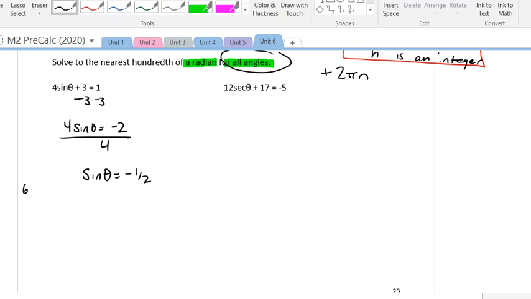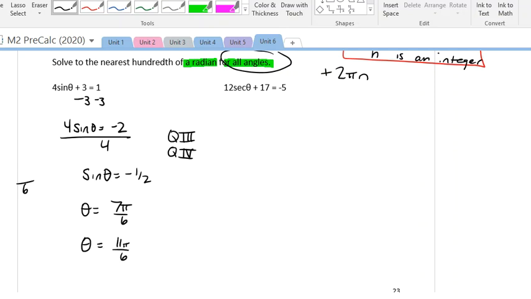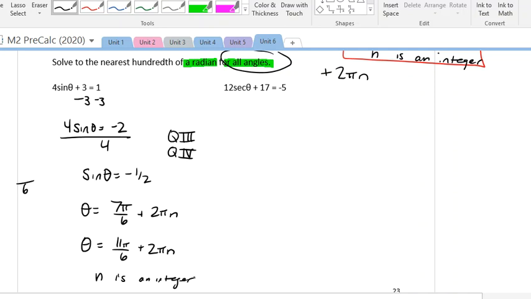1/2 are part of the over 6 squad. And since sine is negative, I want to be in quadrant 3 and quadrant 4. So that's telling me that theta should be 7 pi over 6 and 11 pi over 6. Since these are looking for all angles, I'm going to write plus 2 pi n at the end to describe all of the coterminal angles, where n is an integer.